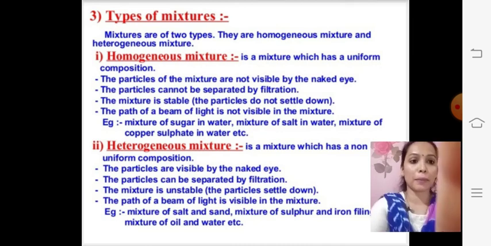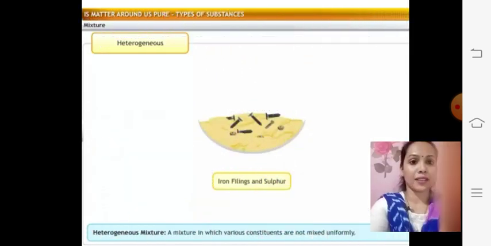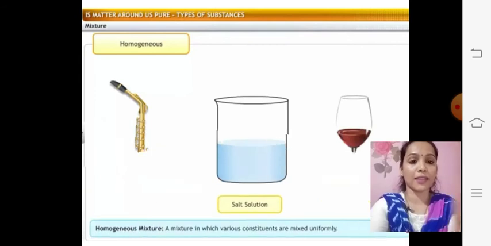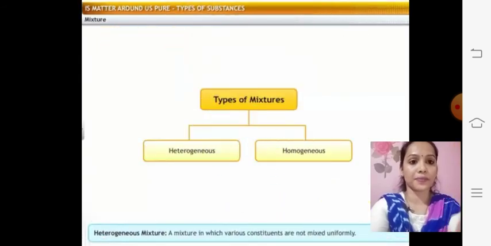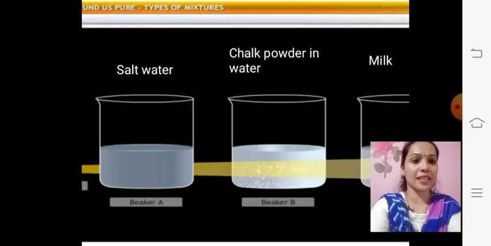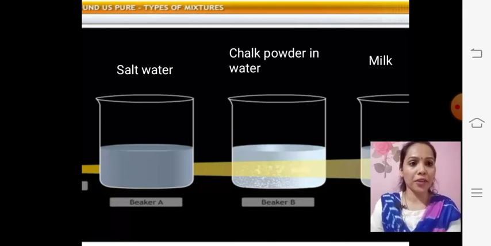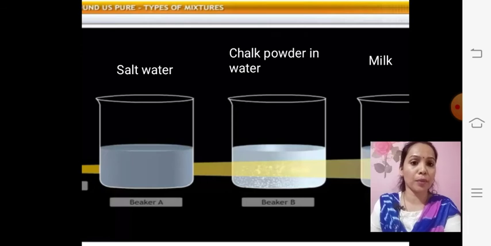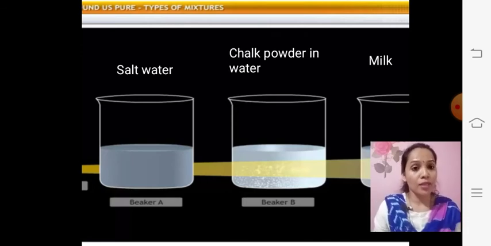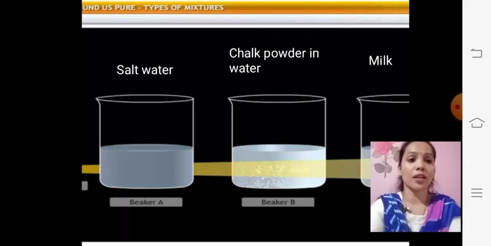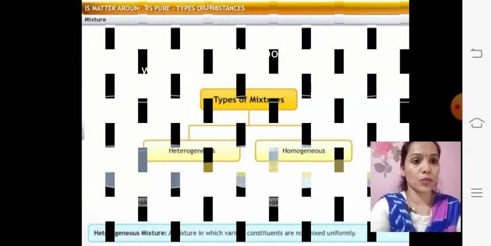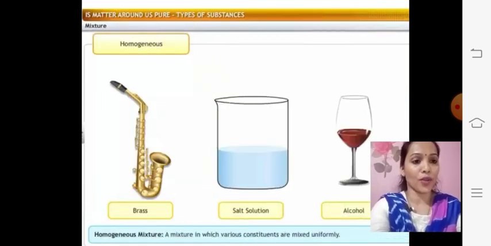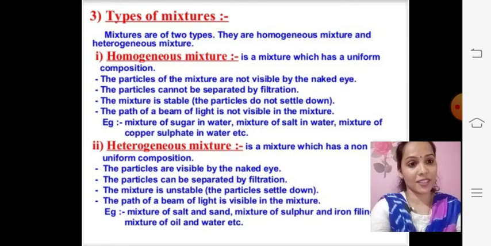If you don't remember, I will show you again. So, this was the slide I am talking about. Yes, you can see that in this salt water you cannot see the light passing through it, isn't it? You cannot see the beam of light passing through the salt solution. So, since this is an example of a homogeneous solution, this becomes one of the properties of homogeneous mixtures.